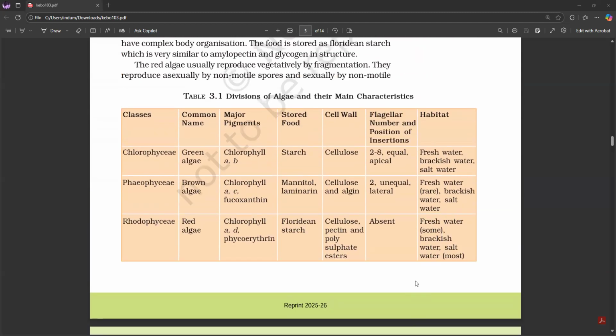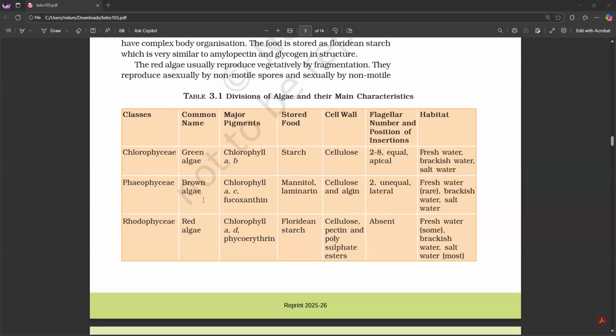Table 3.1: Divisions of algae and their main characteristics. The main headings are classes, common name, major pigments, stored food, cell wall, flagellar number and position of insertion, and habitat. Chlorophyceae, green algae, chlorophyll a, b, starch, cellulose, 2 to 8, equal, apical. Freshwater, brackish water, salt water.